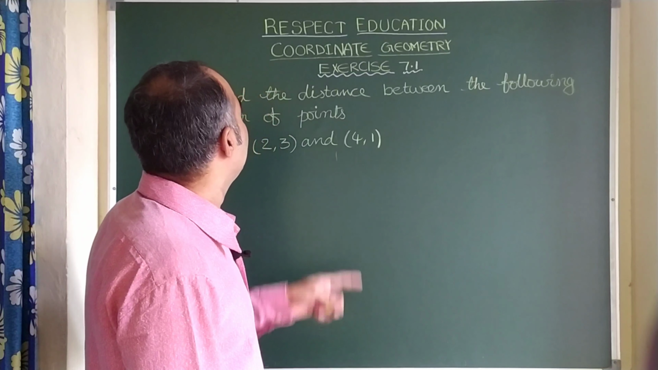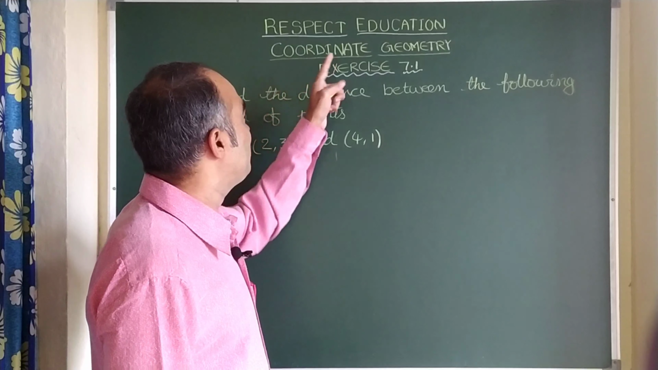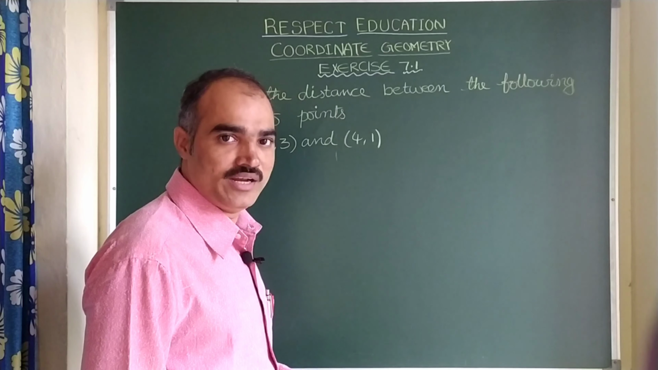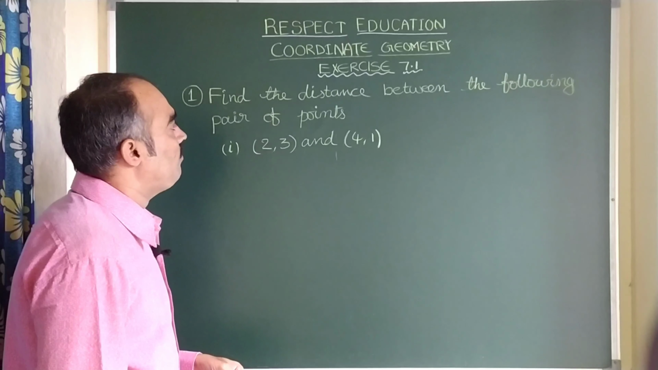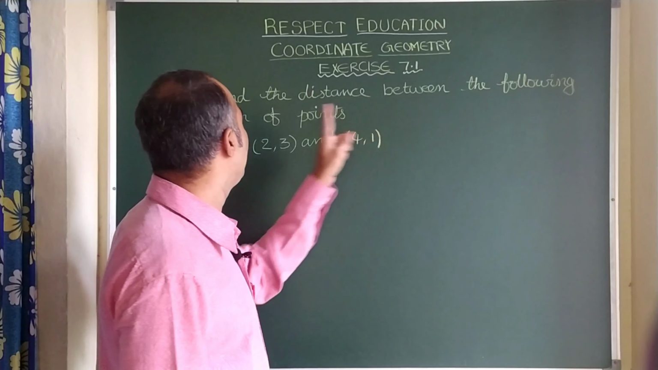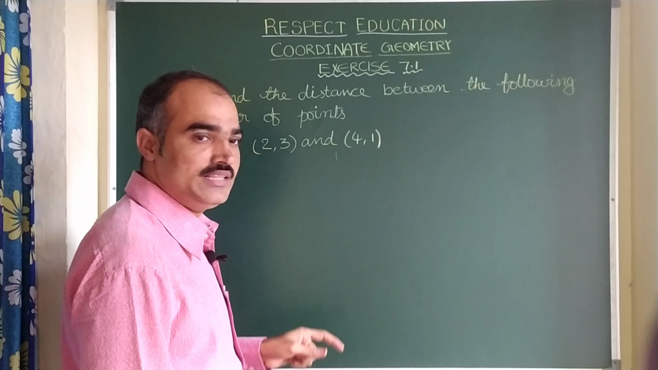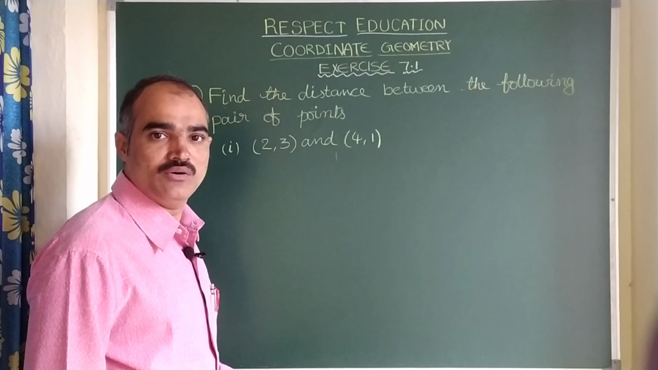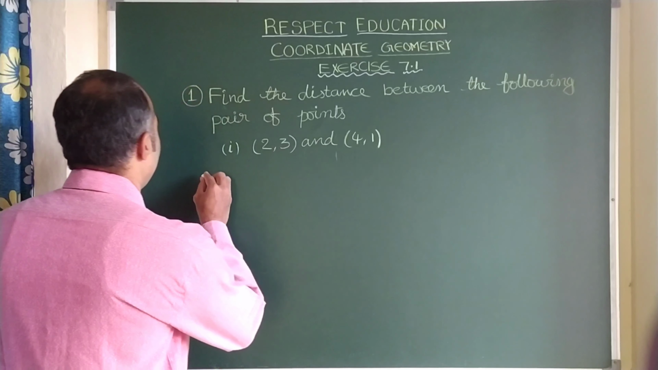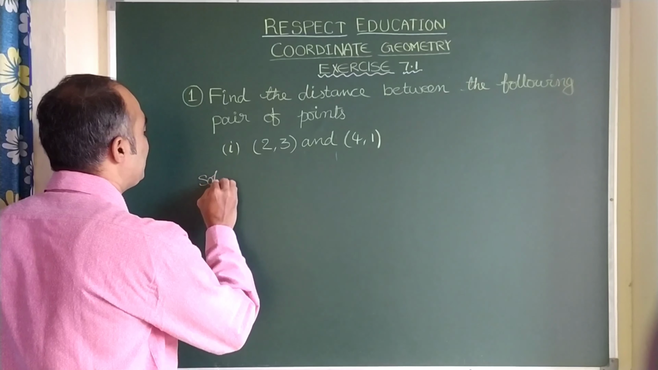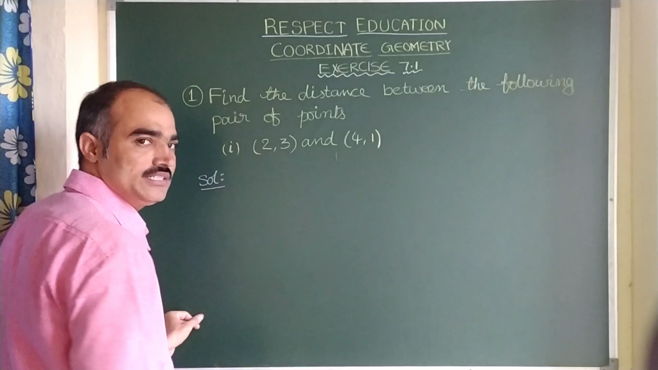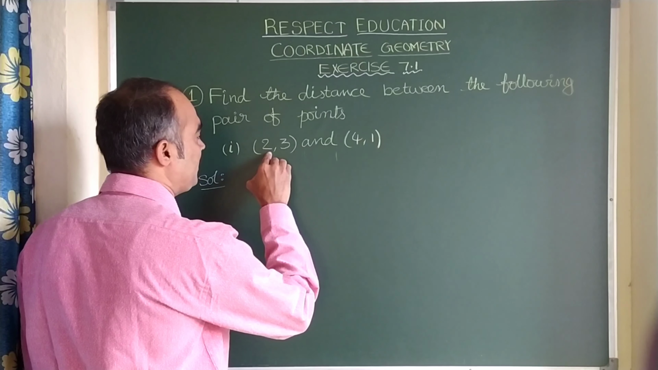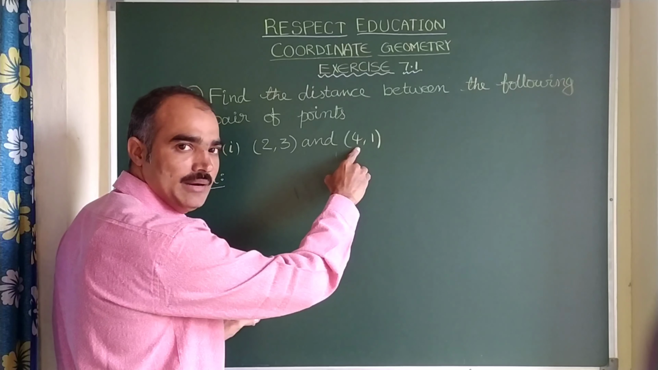Today we see coordinate geometry, that is the 7th chapter. In that, exercise 7.1, first problem: find the distance between the following pair of points. In the first bit, (2, 3) and (4, 1). Here we need to find the distance between these 2 points. So let us take this point as capital A and this point as capital B.